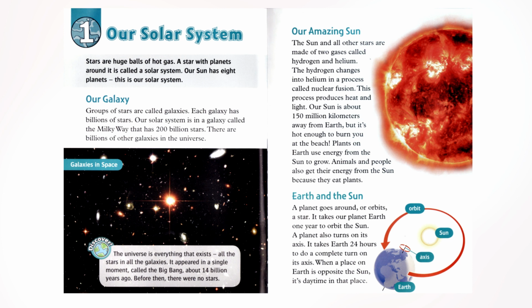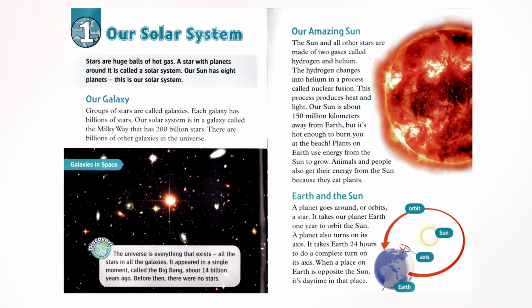Our amazing sun. The sun and all other stars are made of 2 gases called hydrogen and helium. The hydrogen changes into helium in a process called nuclear fusion. This process produces heat and light. Our sun is about 150 million kilometers away from Earth, but it's hot enough to burn you at the beach.